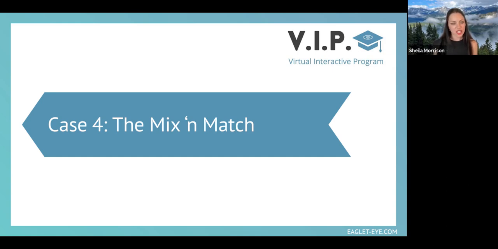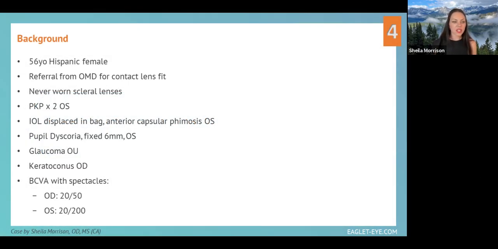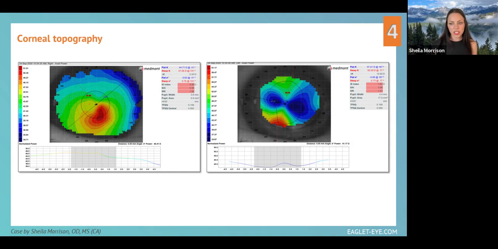So, patient, female, 56 years old, had never worn sclerals, lots of surgery and trauma on the left eye. The right eye, kind of run-of-the-mill keratoconus, sort of moderate to severe, but no surgeries, no good vision with glasses. And here's her corneal topography, just as a demonstration of how different the eyes can be.